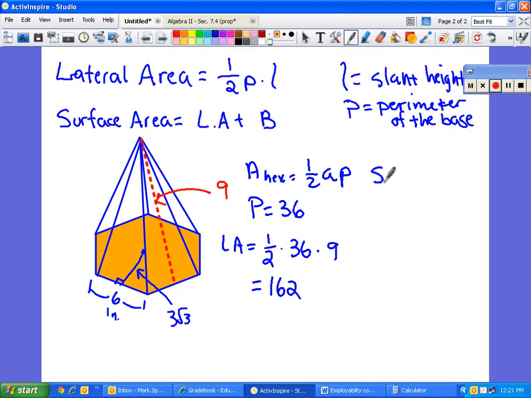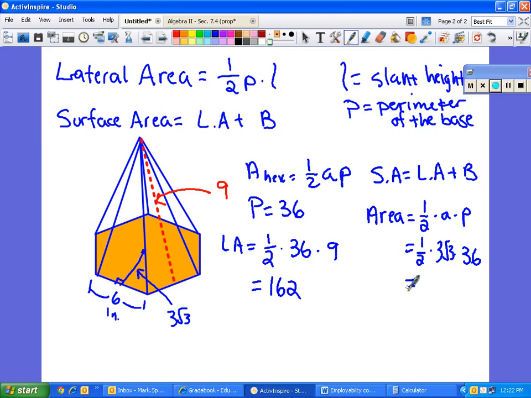Okay, now we're going to come over here. The surface area is the lateral area plus the base. Well, we know what the lateral area is. We just have to figure out the area of the hexagon. We know that the formula is 1/2 the apothem times the perimeter. We know the perimeter is 36. What's the apothem? The apothem is the line that goes from the center of the polygon to the edge, which is 3 times the square root of 3. Now we just multiply all those numbers together. It gives us 54 times the square root of 3.